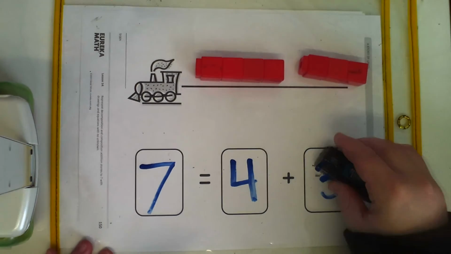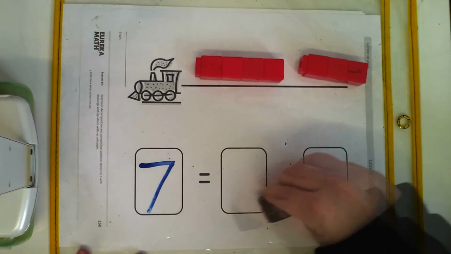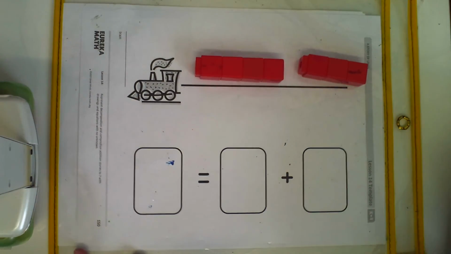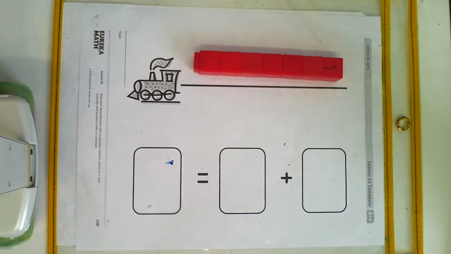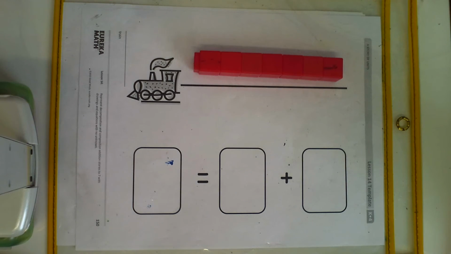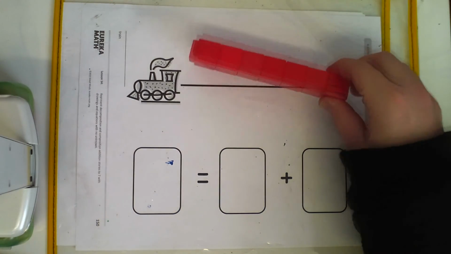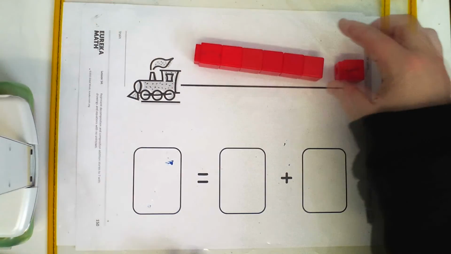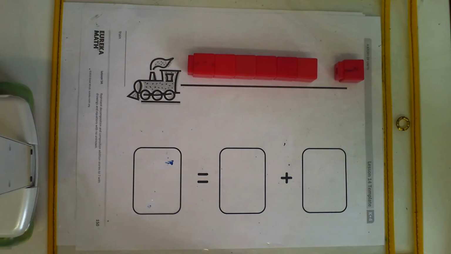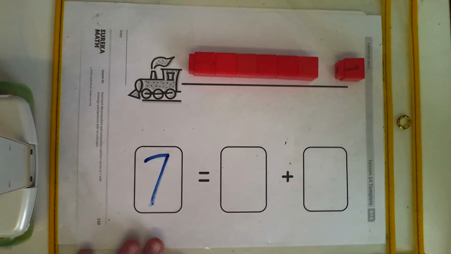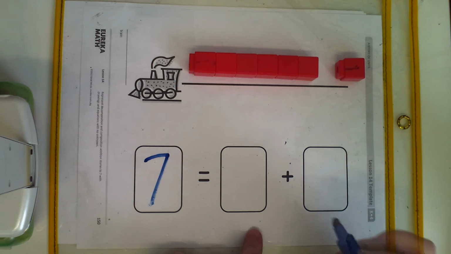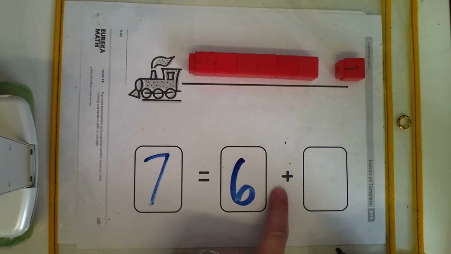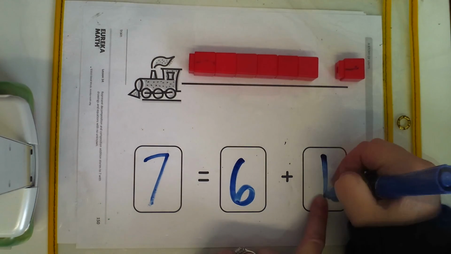All right, we're going to go ahead and do another one. Put that train together. All right, are we ready? Ready and break. See if you can fill it out. How many did we have all together? And then what are our parts? Very good. 6 and 1.